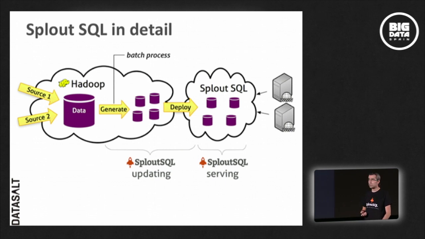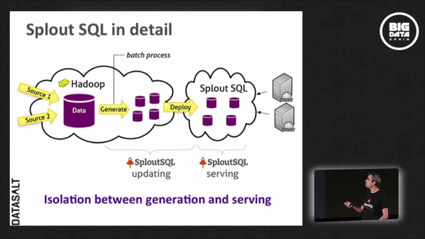of Splout SQL. The main important thing here is that Splout SQL is read-only. The only way to really update Splout SQL is by running a generation process on Hadoop. So we have an isolation between the generation and the serving. That's something very good because we can assure that the serving is not going to be impacted by the updating of data. That allows us to make massive deployments of data. What we do here is that every day, or every time you run your batch, we can regenerate all the data, and once we run the deploy, we atomically replace the old data with the new data without an impact on the serving layer.